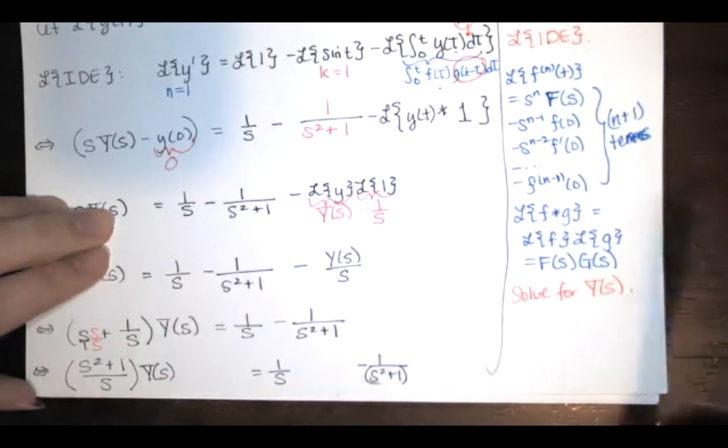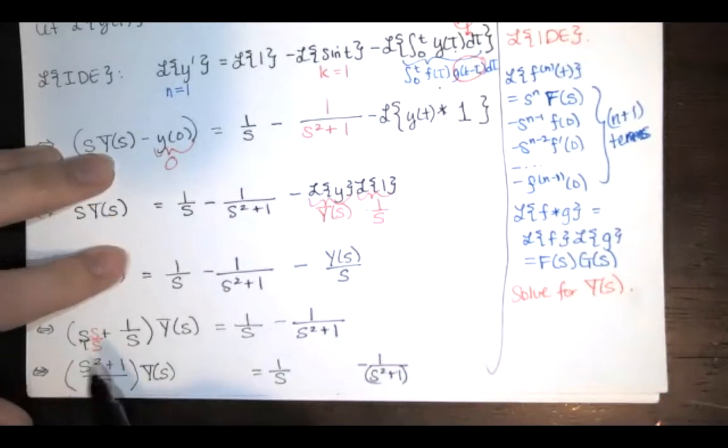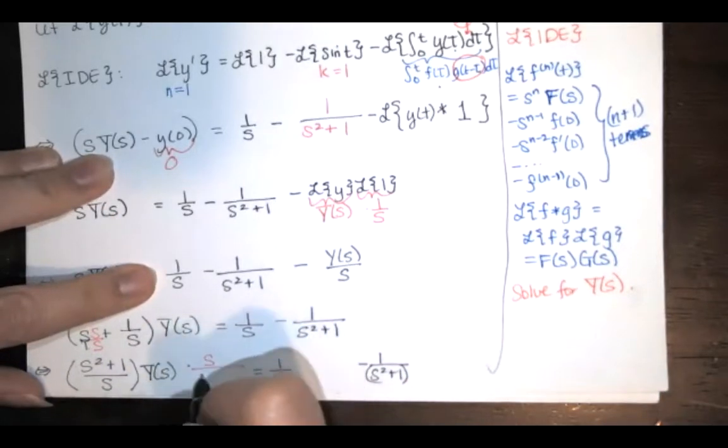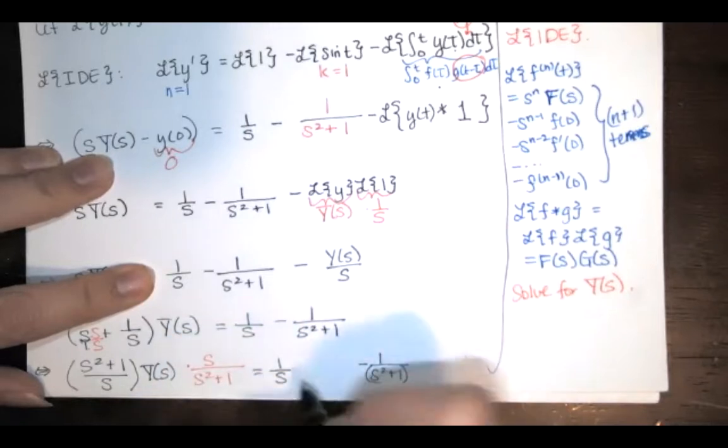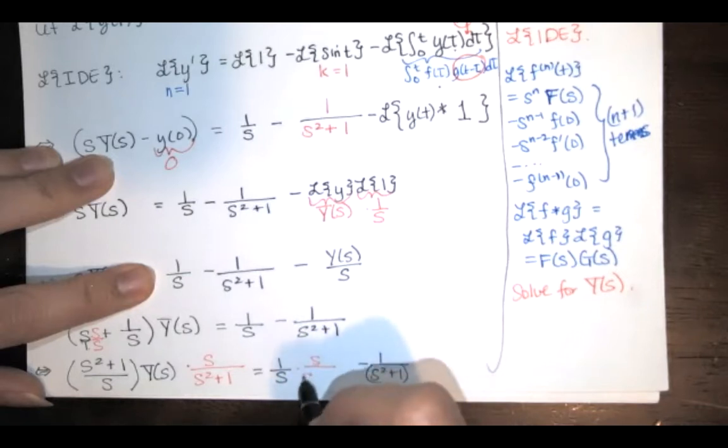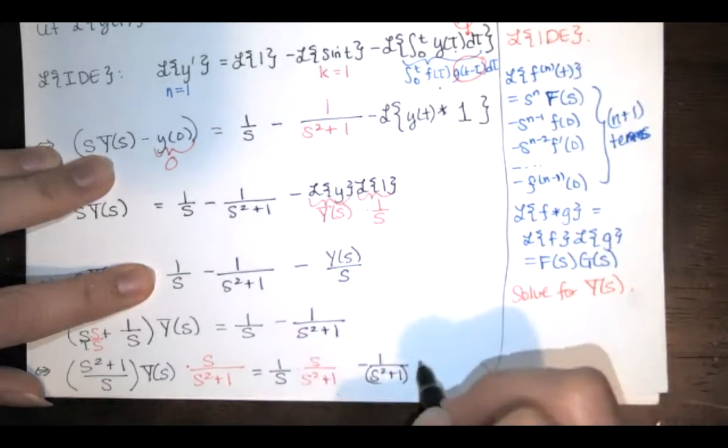Okay, now if we want to get Y of s by itself and it's multiplied by this fraction, we can multiply both sides of the equation by that fraction. And that means multiplying each of the terms in the equation by that fraction, because multiplication distributes over addition or subtraction, right?